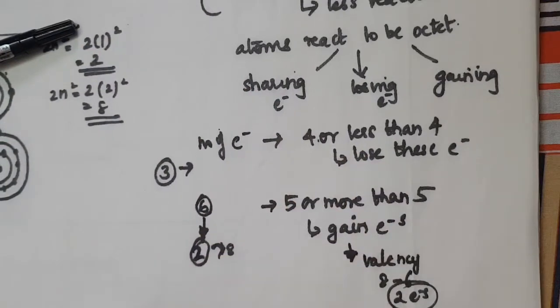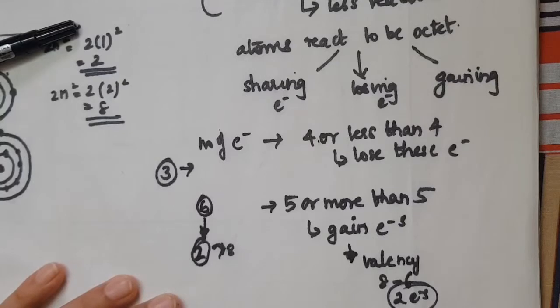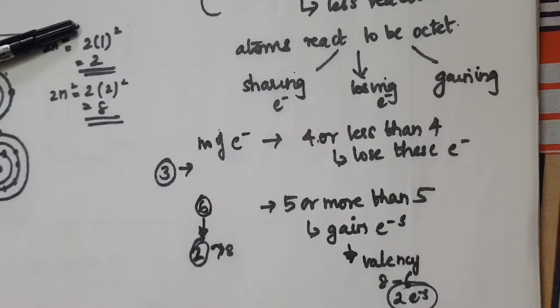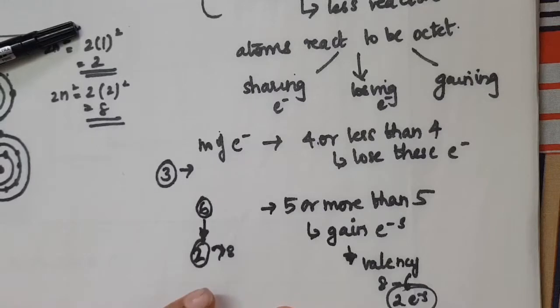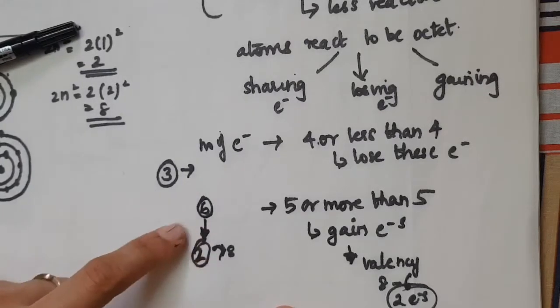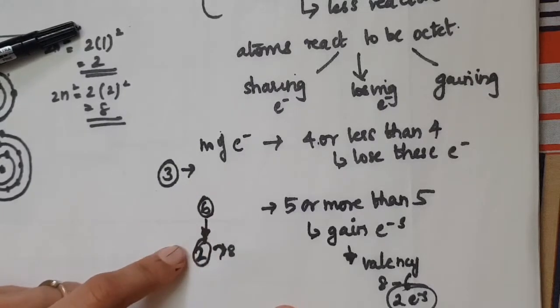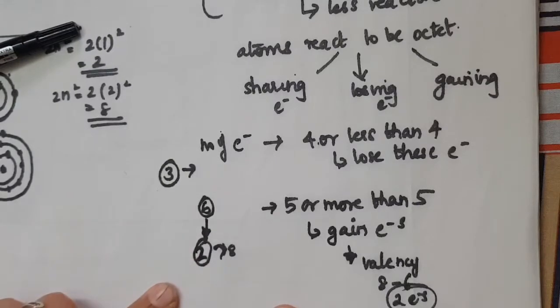In this case, when 5 or more than 5 are there, the number of electrons which we gain will be the valency. Suppose there are 6 electrons and we need 2 more electrons to get octet. So that extra number of electrons which we gain will be the valency.